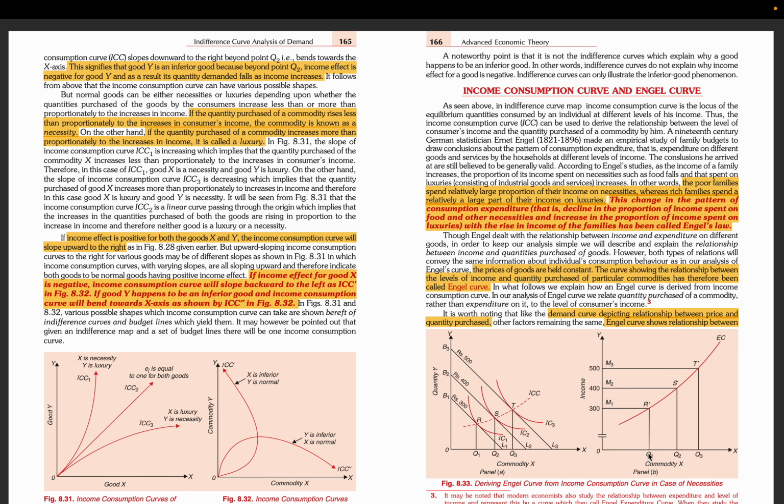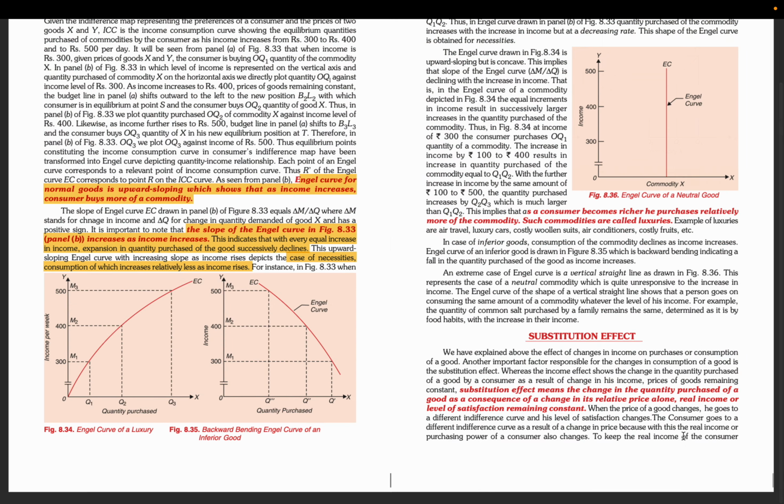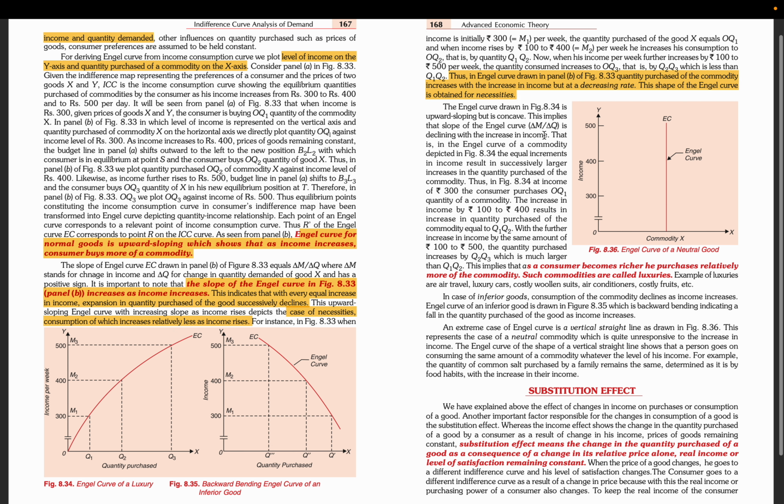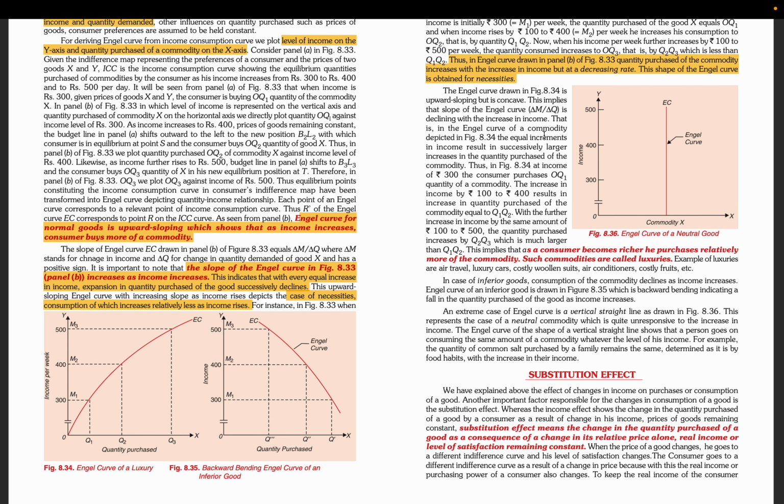If you're able to see, this area is greater than this area. That's what we are saying, that when income increases, the proportion of it spent on necessity goods keeps on decreasing. Thus, in the Engel curve drawn in panel B of 8.33, quantity purchased of the commodity increases with the increase in income but at a decreasing rate. This is for necessities. The Engel curve drawn for 8.34 is an upward sloping curve but is concave.